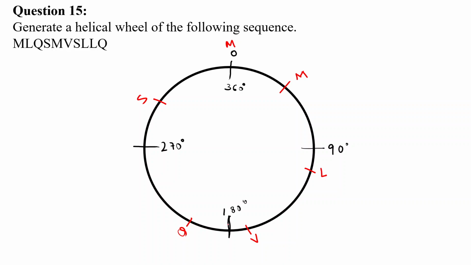Then the 6th, 7th will be serine, S. Okay. Then again let's number this 1, 2, 3, 4. Wait, I have made some mistake, I think. 1, 2, 3, 4. Okay. Then 5, 6, 7, 8, 9 and 10.